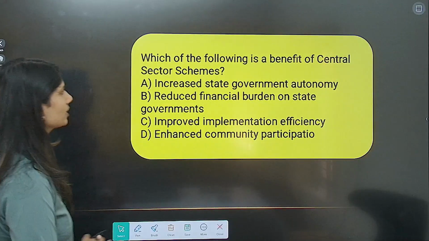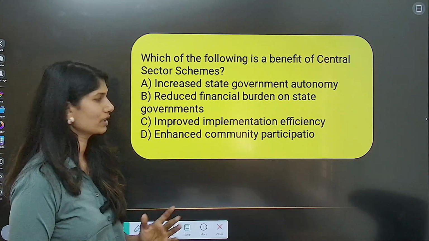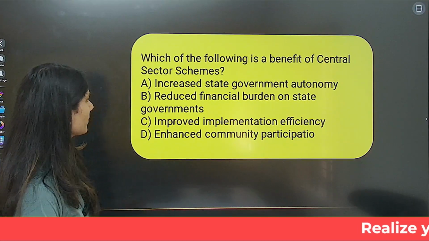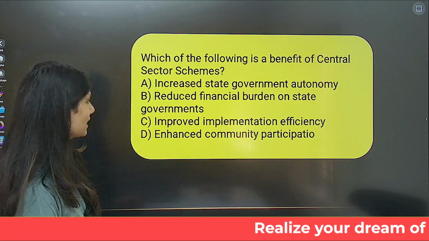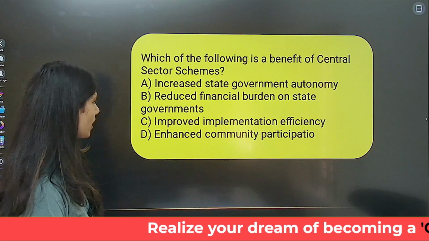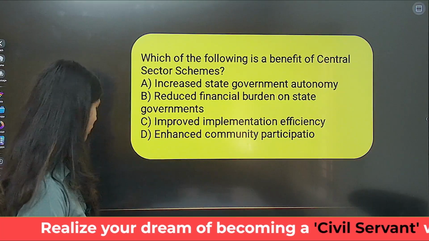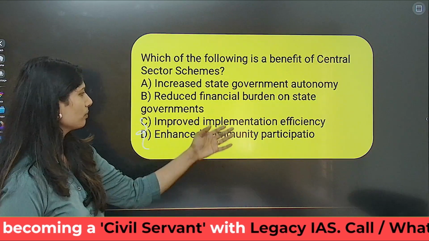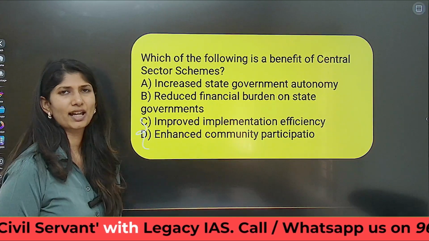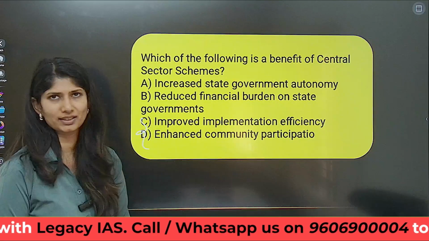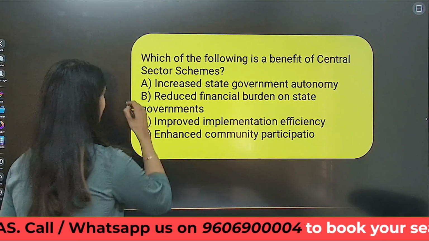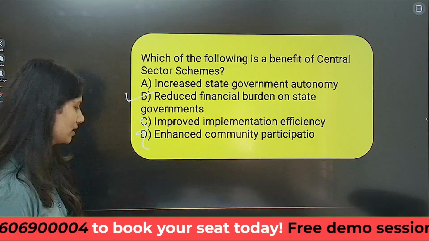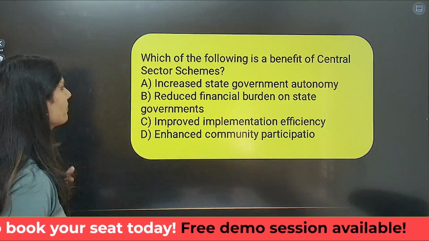Which of the following is the benefit of Central Sector schemes? So we're seeing what the benefits of Central Sector schemes are. Increased state government autonomy, reduced financial burden on state governments, improved implementation efficiency, enhanced community participation. These two you cannot guarantee: the improved implementation efficiency and enhanced community participation. They have no role whatsoever in who funds the scheme. But rather what it does is it reduces the financial burden on the state governments. Understanding? This is the answer for this question.